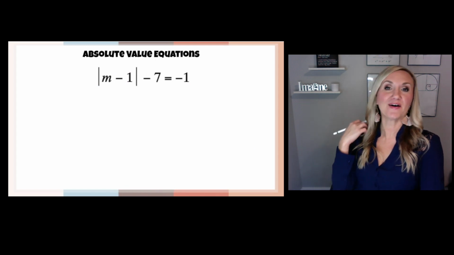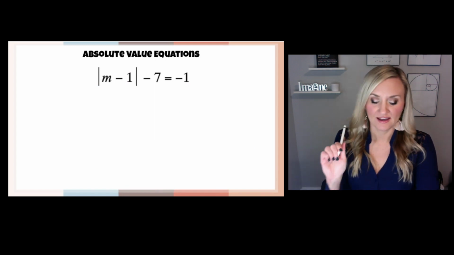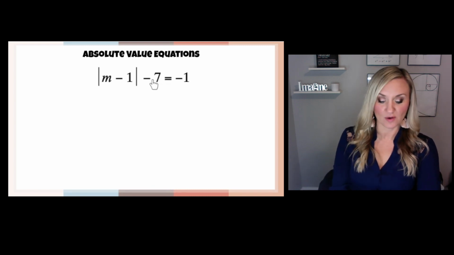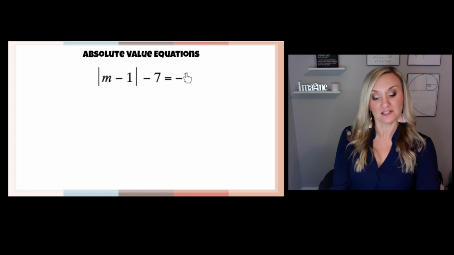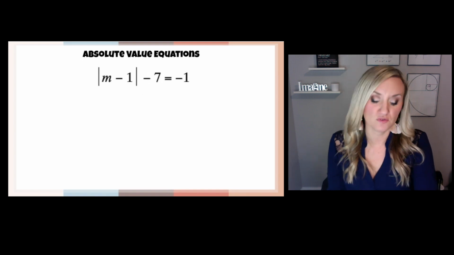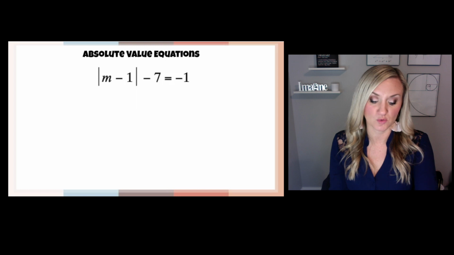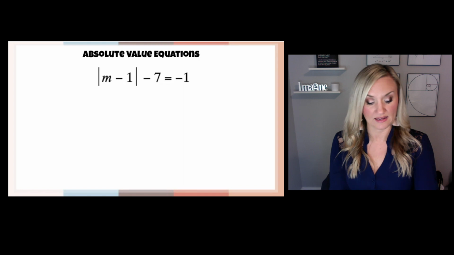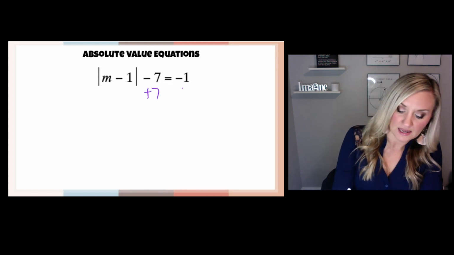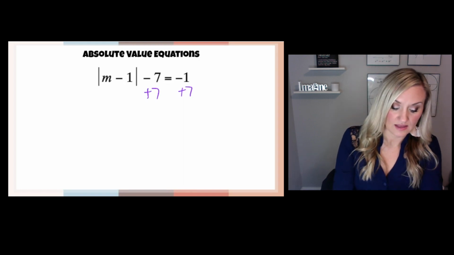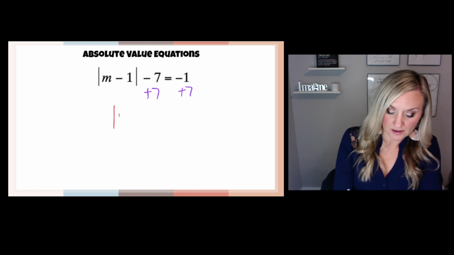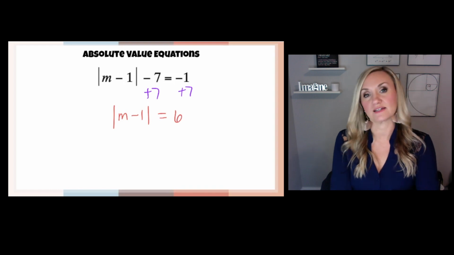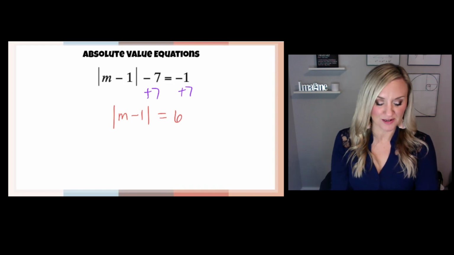Alrighty, so let's take a look at this problem. Do you notice anything outside the absolute value bars? You should be saying yes. You notice that this is a negative 7, and you know that we need to move it to the other side. Now, when we move it to the other side, because there is a negative sign between the bar and that 7, we're going to add 7 to the other side. So I'm going to add 7, and then I'm going to rewrite my absolute value of n minus 1 equals a positive 6. Now you can break it up into two separate equations.